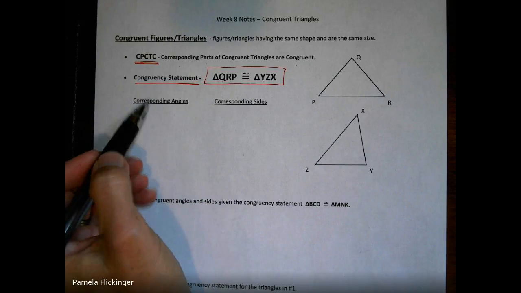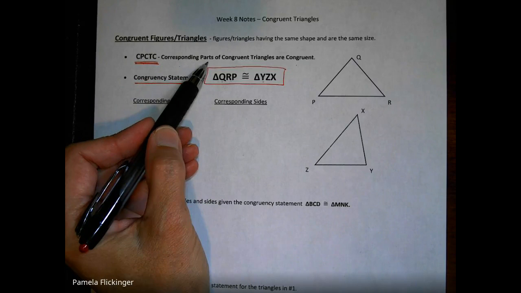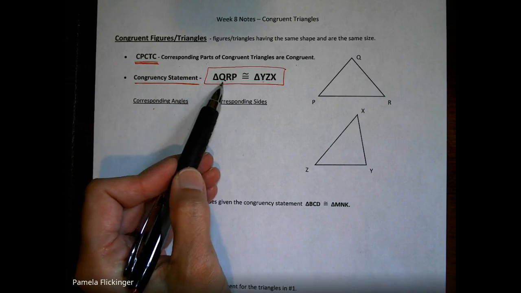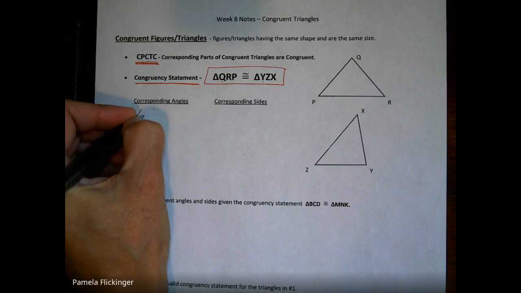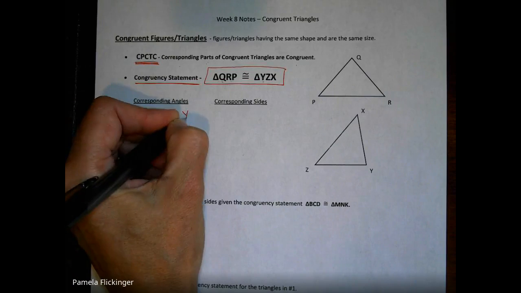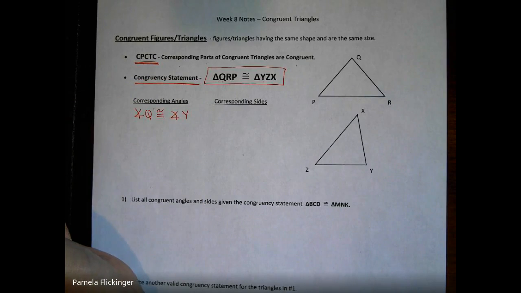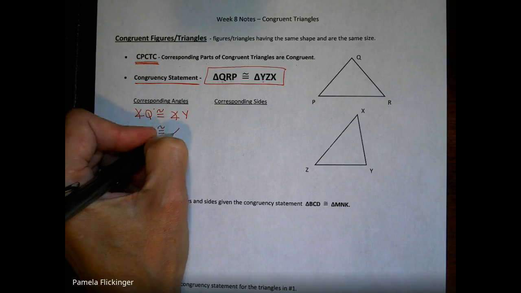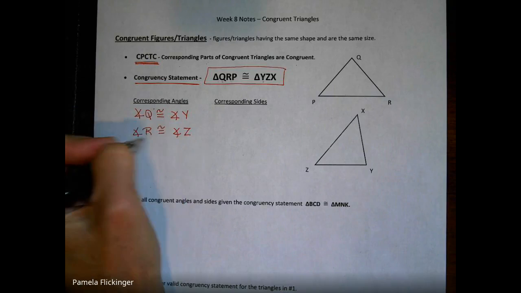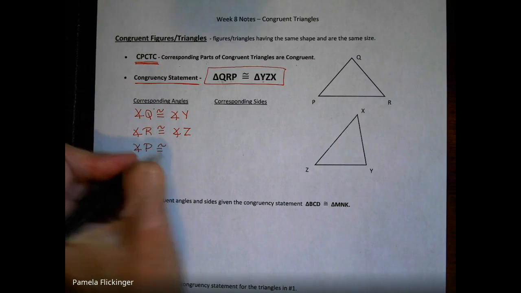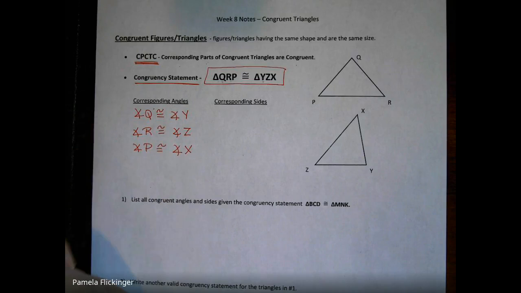So since we know that corresponding parts of congruent triangles are congruent, let's start with the corresponding angles. So just by looking at my pattern, I know that angle Q will be congruent to angle Y. Those are the first letters named, so they go together. The middle one, so we got angle R will be congruent to angle Z. And then we've got angle P will be congruent to angle X.